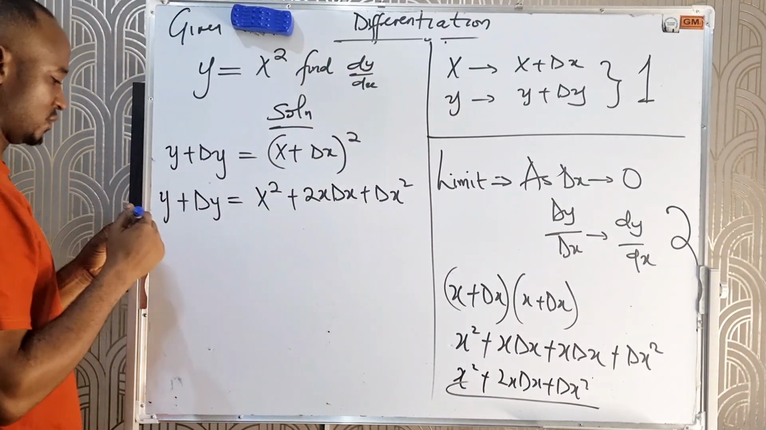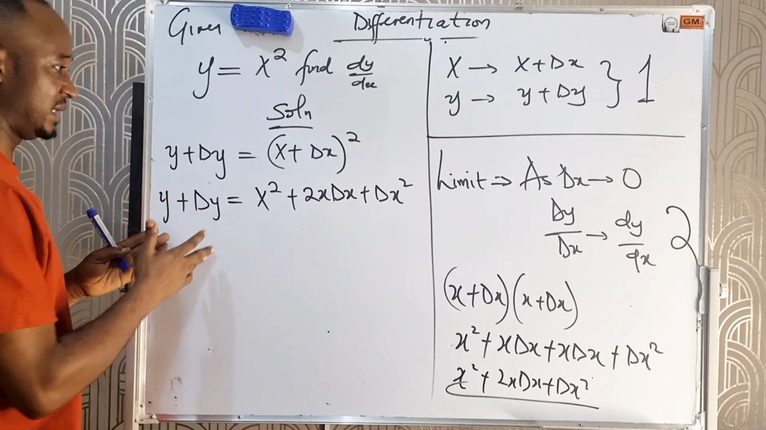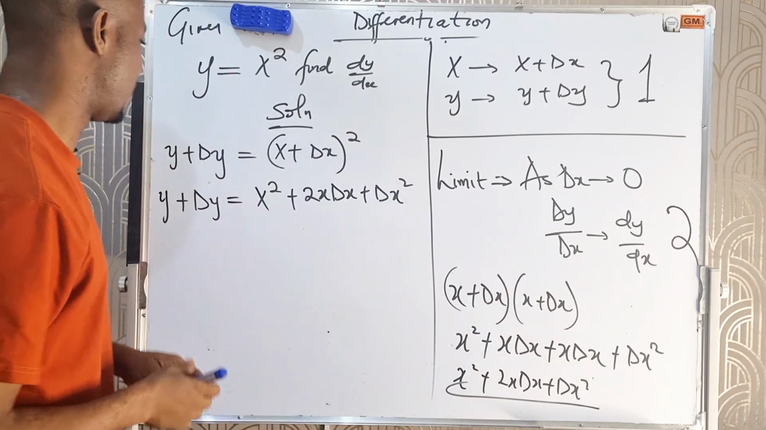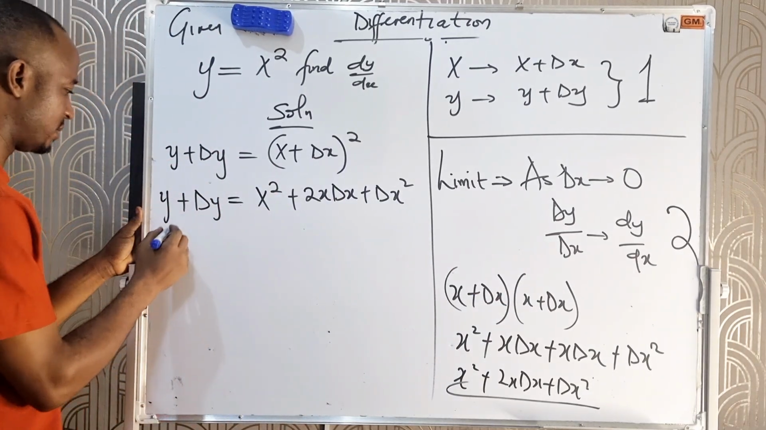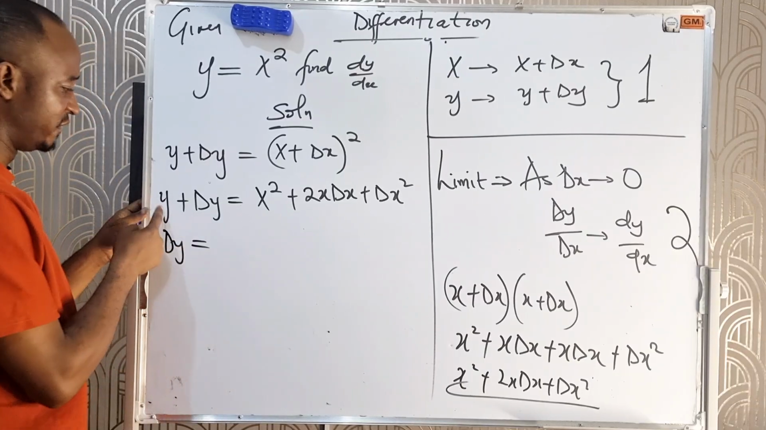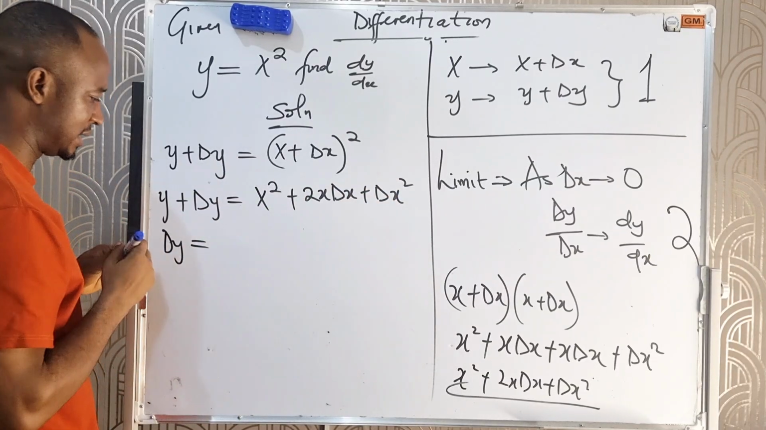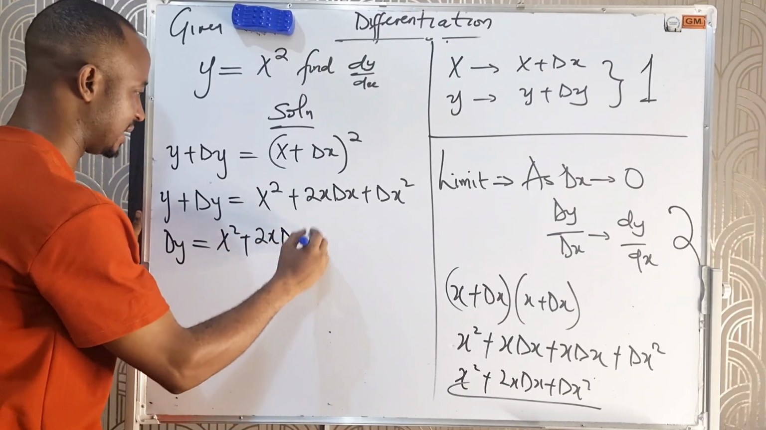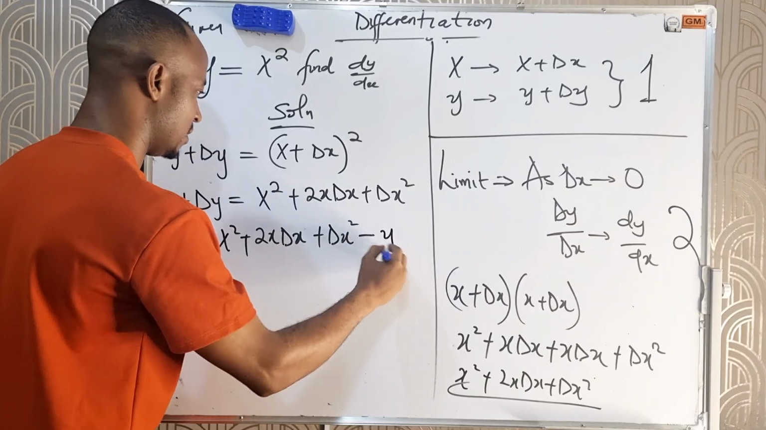Now the next is I have to make my delta y the subject of the formula, because the essence of doing that is to be able to generate delta y over delta x. So I'll look for a means to make my delta y stand alone here as the subject of the formula. So here becomes delta y equals, what is the implication to that? It means I'll move y to the other side, and that will become minus y. Here we have x squared plus 2x delta x plus delta x squared minus y.